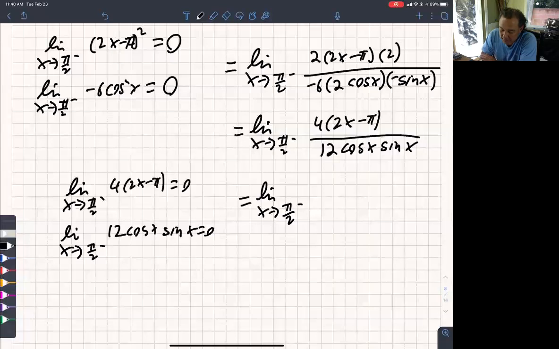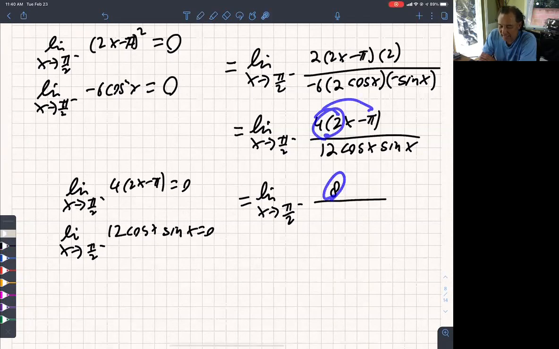The top is just going to be 8. You can distribute that. You get 8x, derivative of 8x is 8, and that's a constant, that's just 0. And then the bottom, we have a product rule. So we have cosine times sine. We leave the first alone, take the derivative of the second, plus we take the derivative of the first, which is minus sine, leave the second alone.